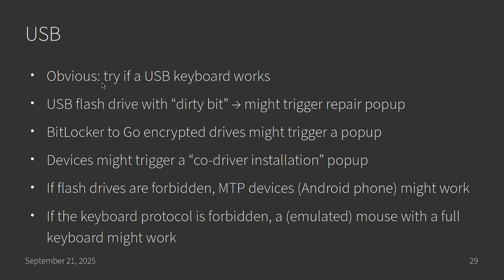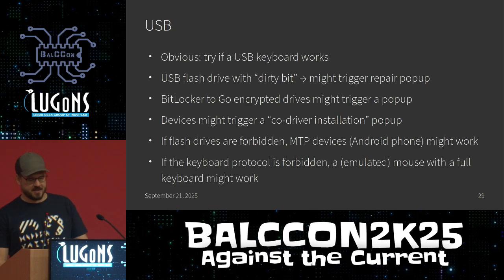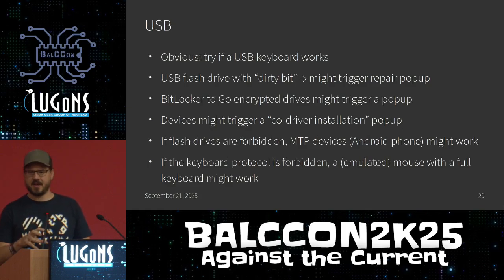Going to the next category, USB. Obviously, you try to plug in a keyboard, because that really helps to have a lot of keyboard shortcuts for breaking out, but there are other options. An interesting one I found was just plugging in a USB flash drive that has the dirty bit set. This bit says that the device was not ejected correctly last time. Maybe you've seen that in the past. It's a flag that you can set just with a tool. You don't have to unplug it the wrong way.